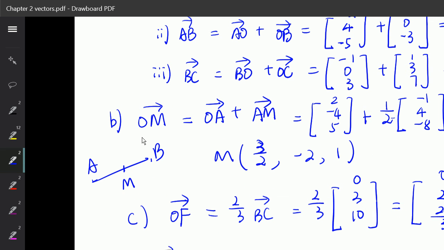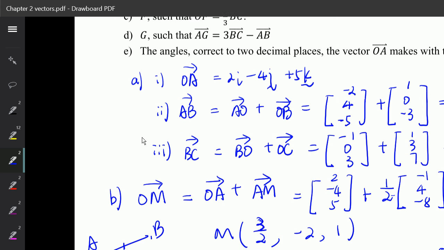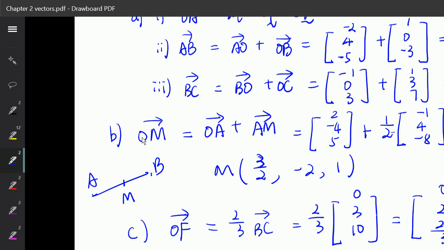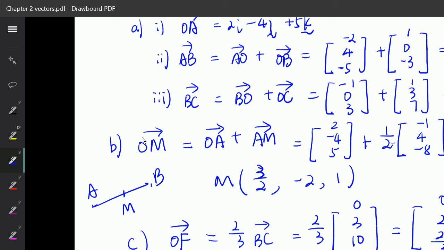Now work out G. So I need OG. OG is OA plus AG. OA is 2, minus 4, and 5, plus AG. AG is 3BC minus AB. 3BC is 0, 9, and 30, minus AB. AB is minus 1, 4, and minus 8.